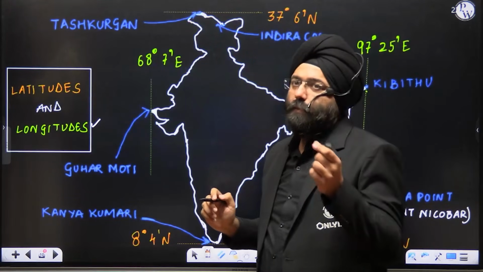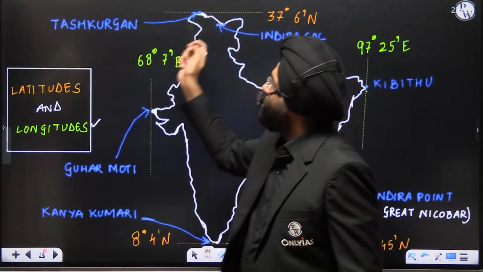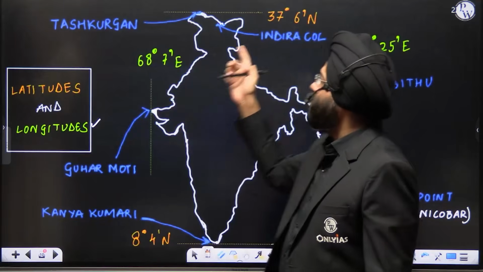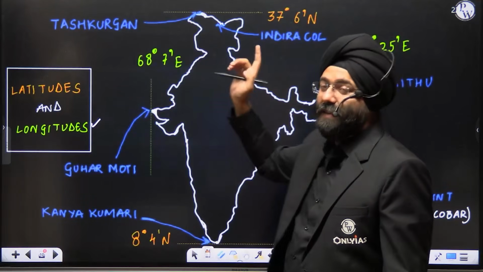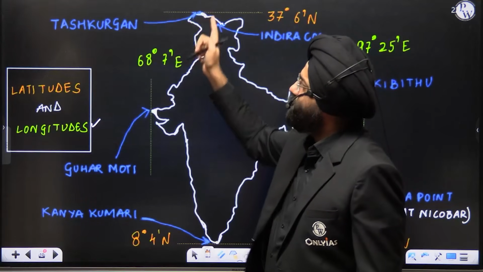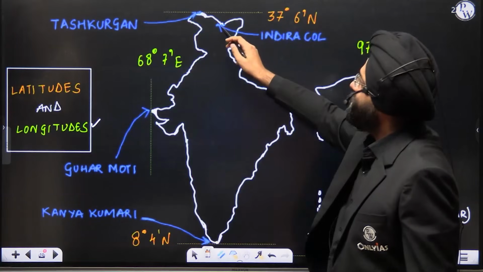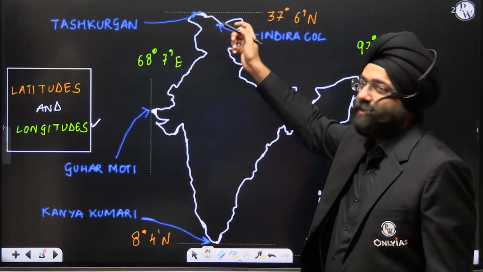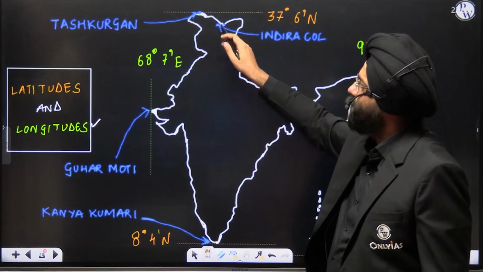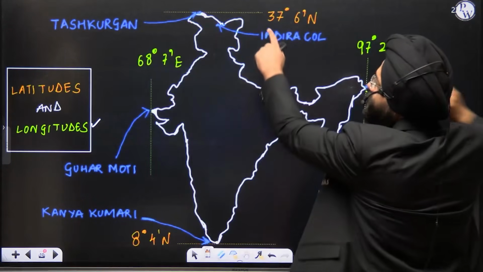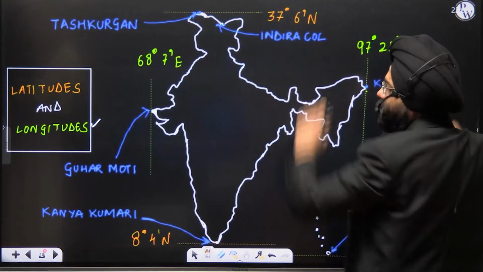This particular point is known as Tash Kurgan. Many books tend to put wrong markings of India, Indira Col and all. So please be careful. This northernmost point is Tash Kurgan. On the other hand, this is Indira Col, which you generally refer to as the northernmost point, but this is the position of Indira Col. The actual northernmost point is Tash Kurgan, which is 37 degrees 6 minutes north.